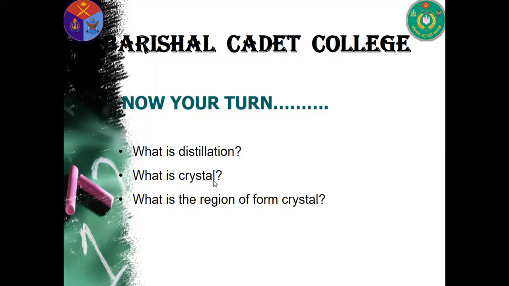What is crystal? The solid structure which has a definite geometrical figure is called crystal. What is the process of forming a crystal? This is the process of crystallization. Here several strong bonds are formed, and by using these bonds, crystal is formed. If it is sodium chloride, a strong ionic bond is formed, and by using this bond, crystal is formed.